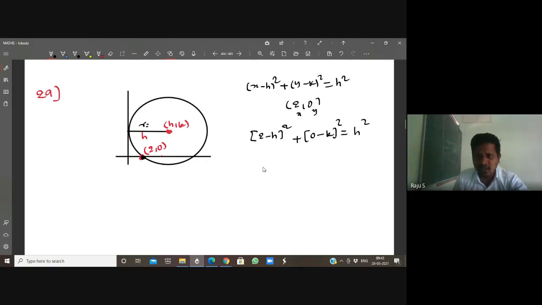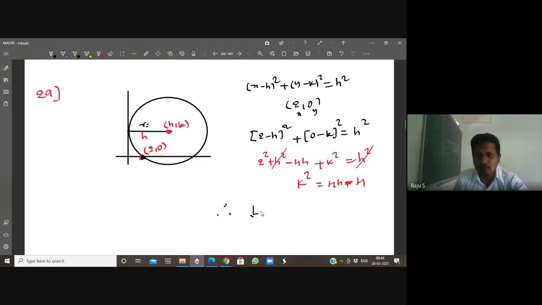Right. Shall I write here h minus 2 the whole square? Otherwise you do one thing: apply the a minus b whole square formula. a square plus b square minus 2ab, that is 4 minus 4h plus k square is equal to h square. Shall I cancel h square and h square? Now k square is equal to the remaining value on the right side, 4h minus 4.